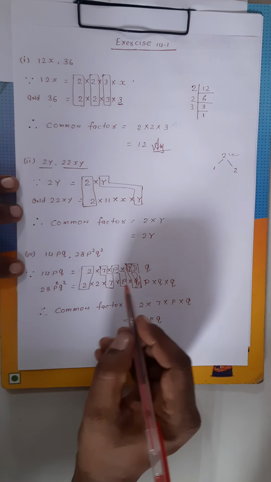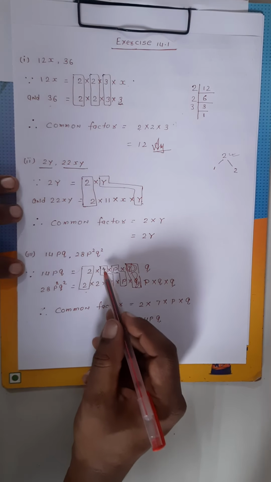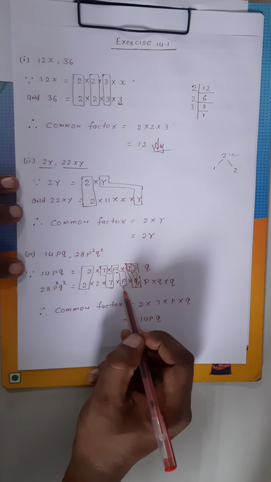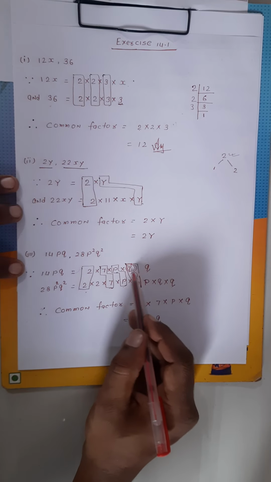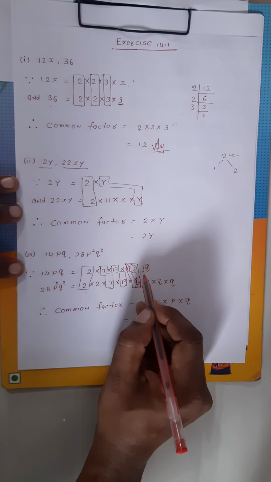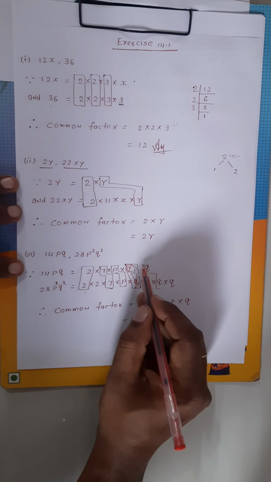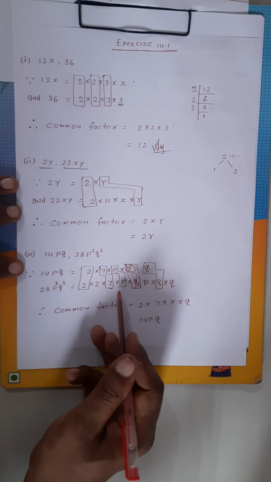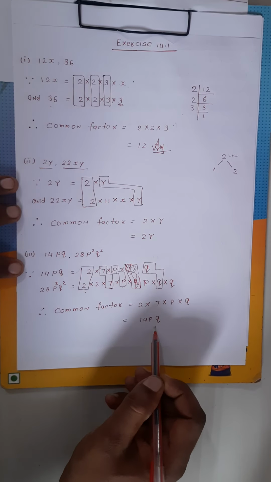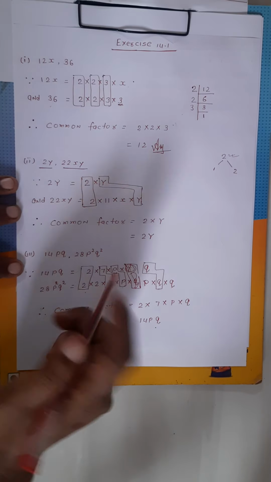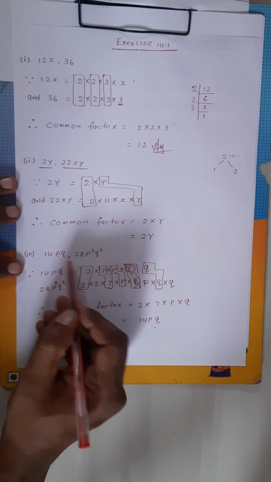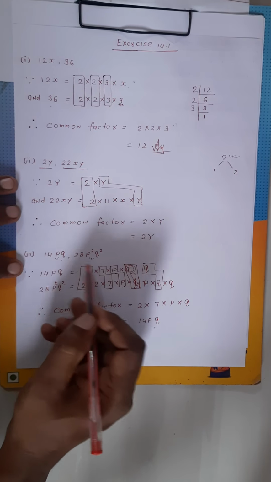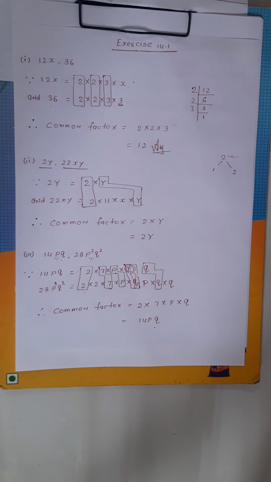Okay, now 2 will be common, 7 will be common, P will be common. There is no other P, last Q is here, so Q will be common. The answer will be the same, 2 into 7 into P into Q, 14PQ. So 14PQ is the common factor in both. Okay, question number 3 complete.